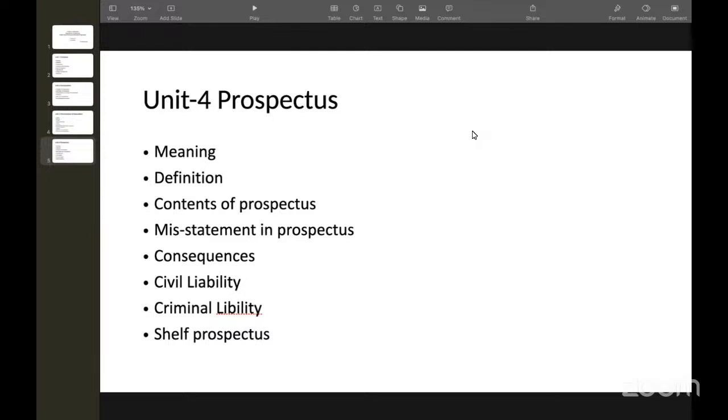So these were the contents of the prospectus. There are in total 8 contents.